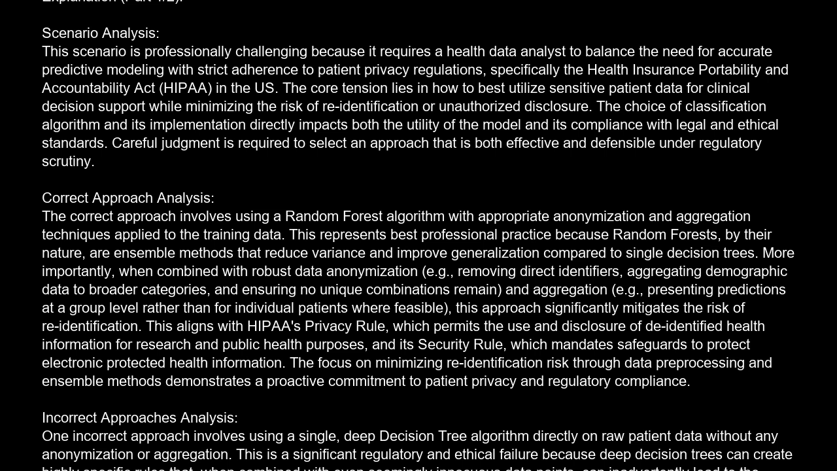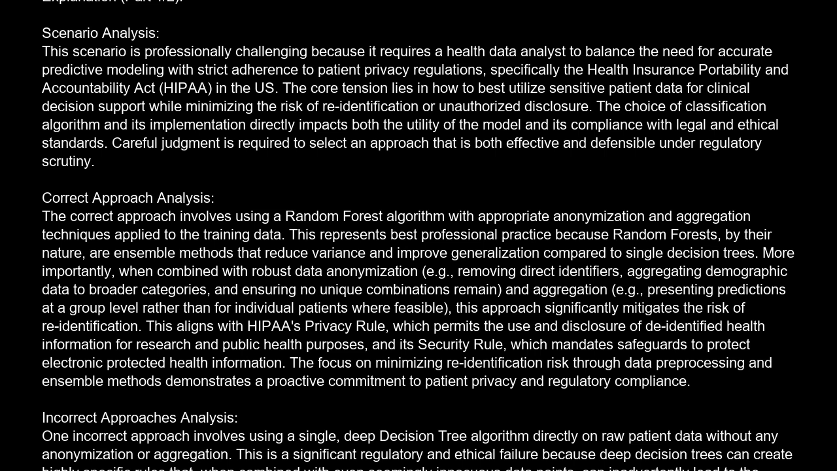Explanation. Scenario analysis. This scenario is professionally challenging because it requires a health data analyst to balance the need for accurate predictive modeling with strict adherence to patient privacy regulations, specifically the Health Insurance Portability and Accountability Act, HIPAA, in the U.S. The core tension lies in how to best utilize sensitive patient data for clinical decision support, while minimizing the risk of re-identification or unauthorized disclosure.